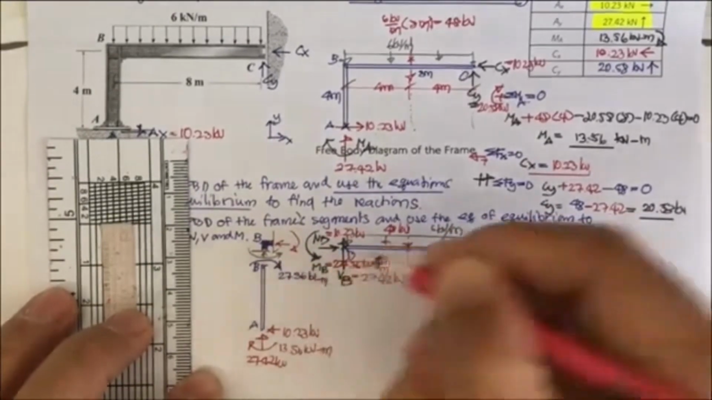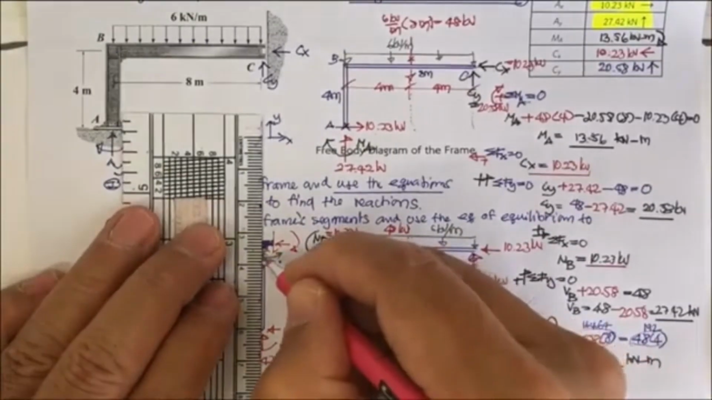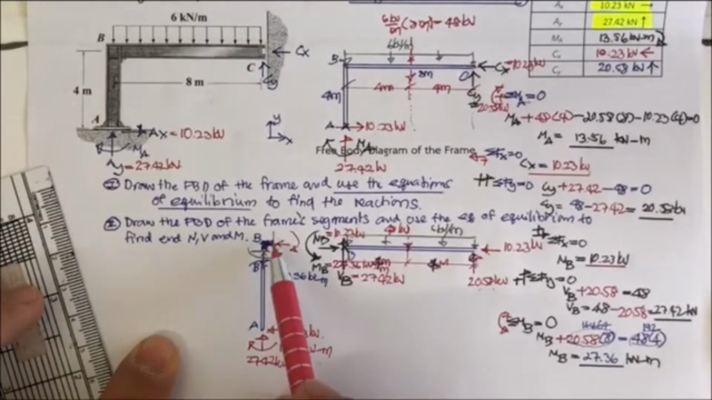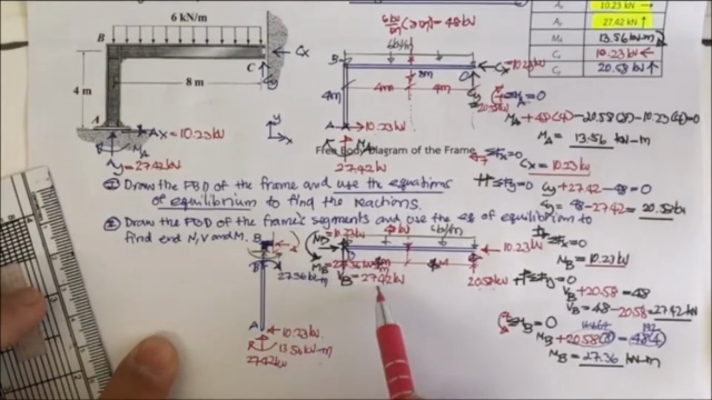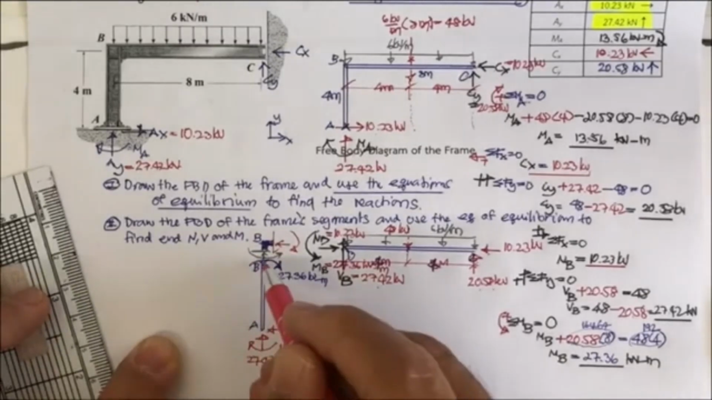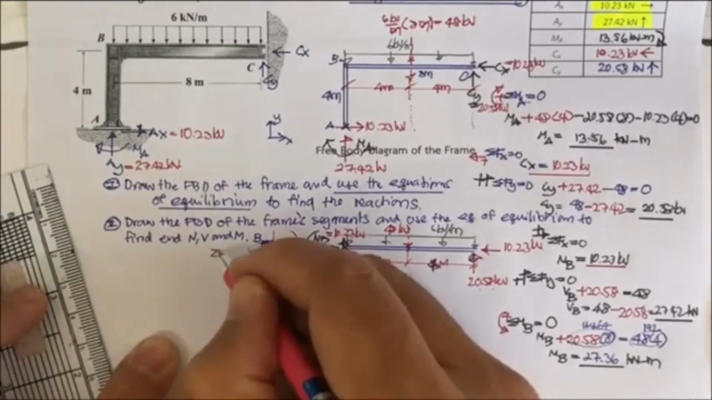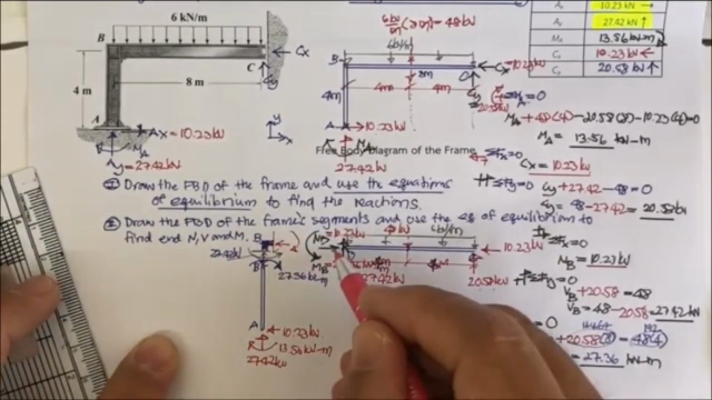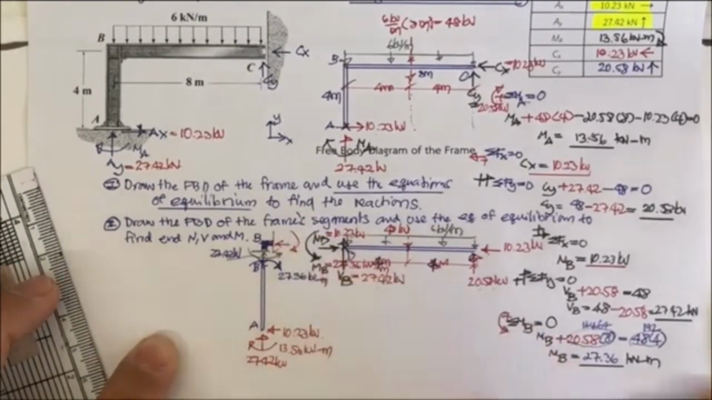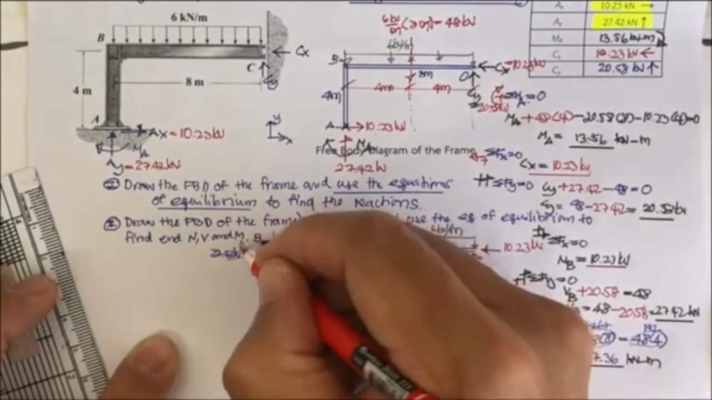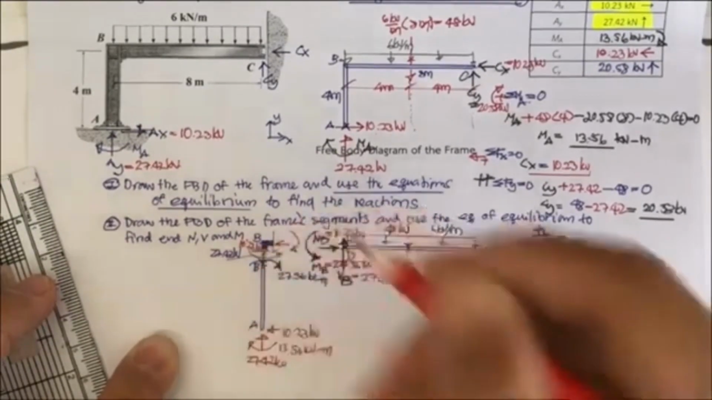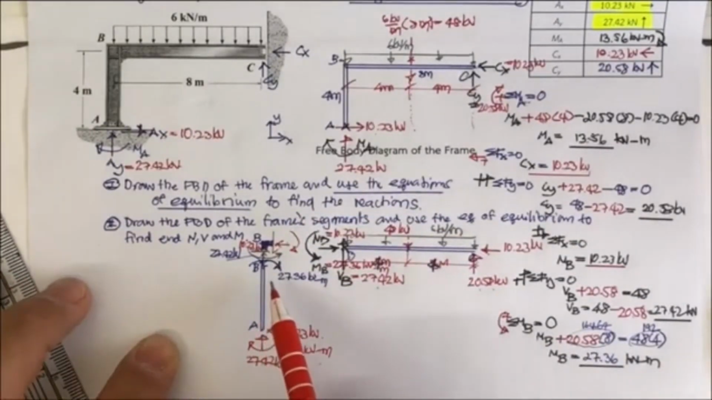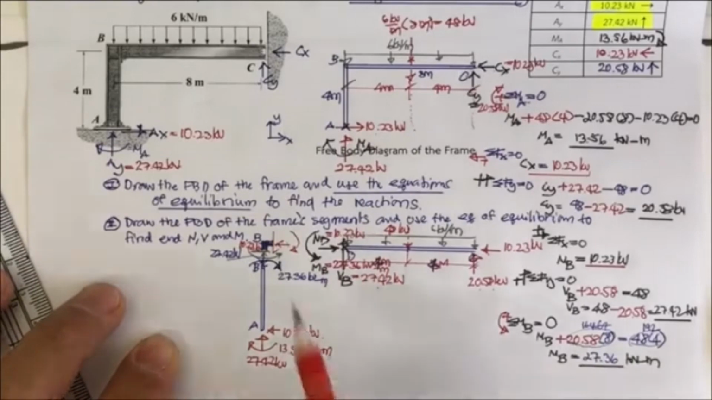That is going to be 27.36 kilonewton meter, and the axial force here is going to be here. This one equals this one equals this one, 27.42, so this is going to be 27.42 kilonewton. And the 10.23 shear is this, and it's going to be 10.23 kilonewton here.